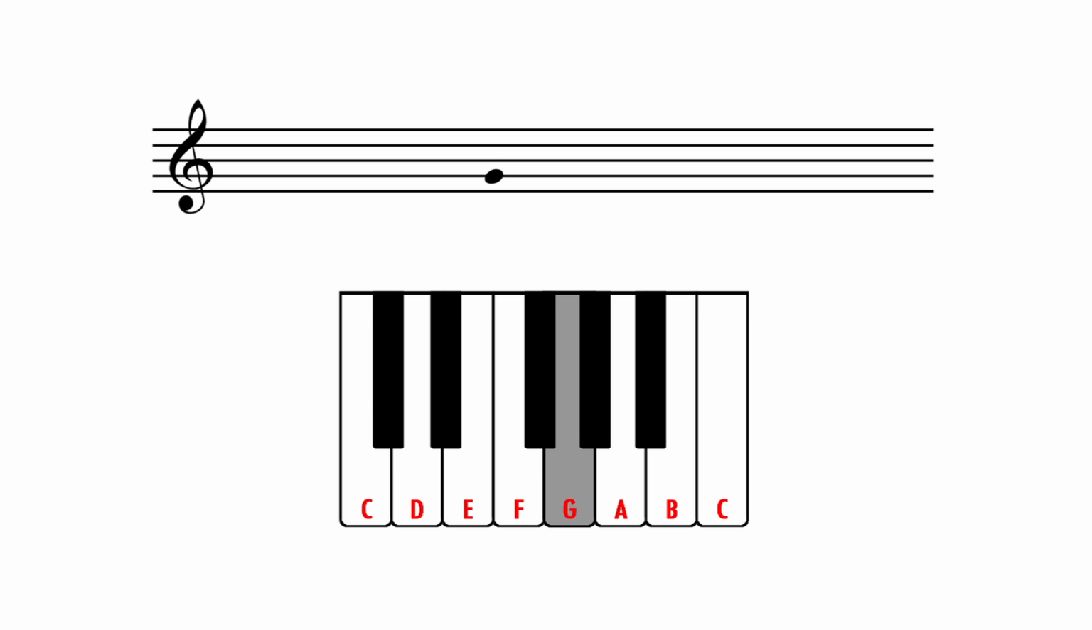Should a note be placed in the space above it, that note's name would be A. The note in the middle represents the note name B. Second space from the top represents C. The second line from the top represents D. The space above D represents E. And the top line represents F.